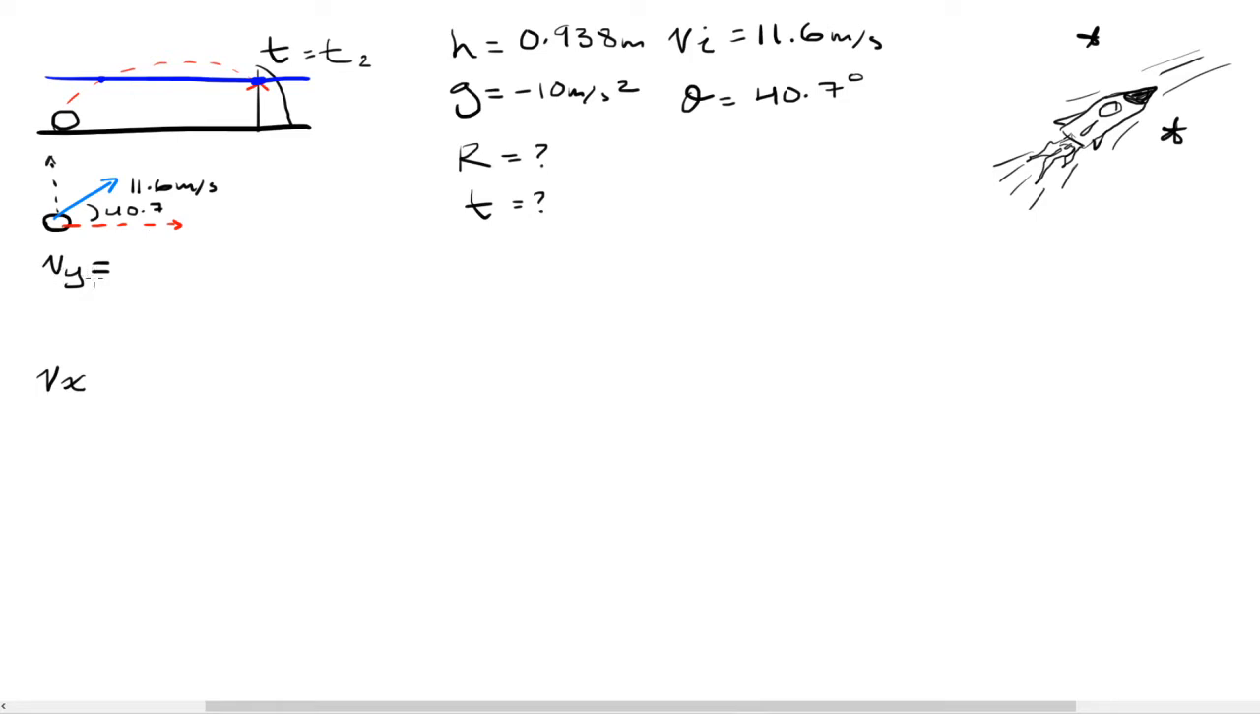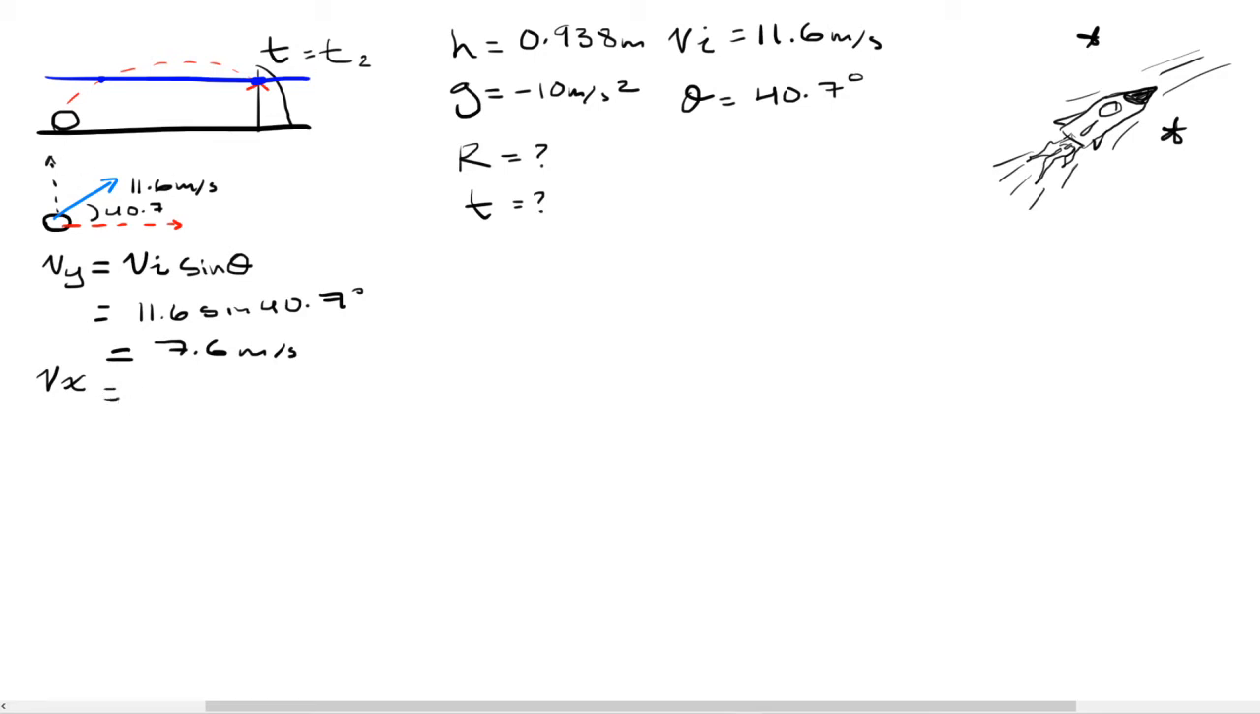The velocity in the y direction is going to be equal to the initial velocity times the sine of theta. This is going to equal 11.6 times the sine of 40.7 degrees. If we plug that into our calculator, we're going to get that the velocity in the y is equal to 7.6 meters per second.